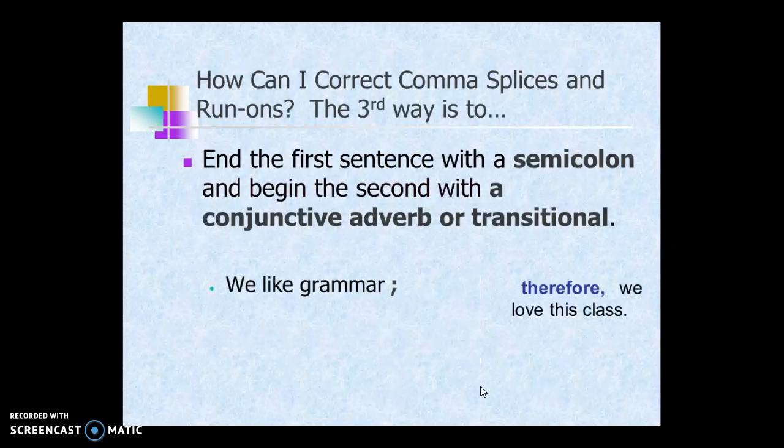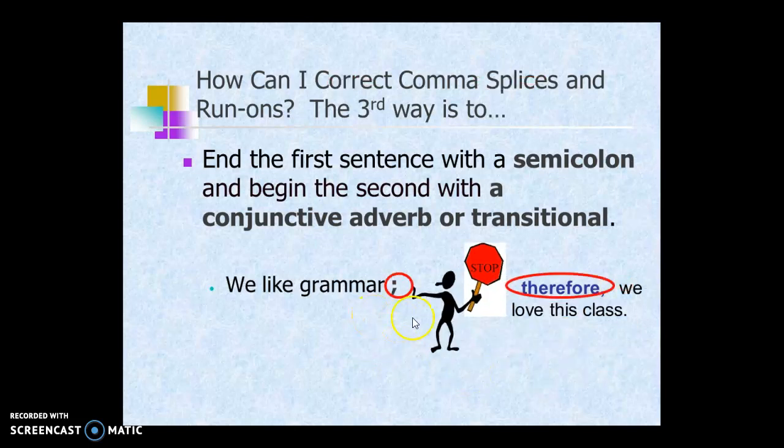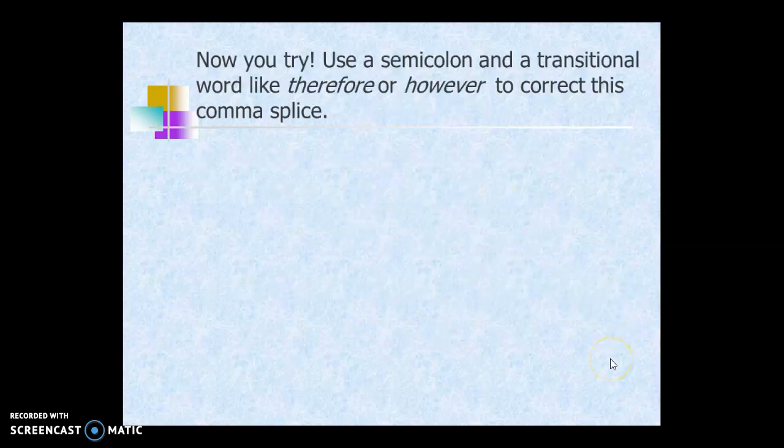The third method could be to end the first sentence with a semicolon and begin the second one with a conjunctive adverb or a transitional word. We like grammar. Semicolon. Therefore, comma, we love this class. So here we have used a semicolon, a conjunctive adverb or a transitional phrase, and then we have used a comma. Now you try it. Use a semicolon and a transitional word like therefore or however to correct this comma splice.